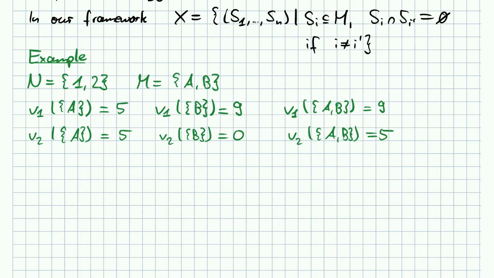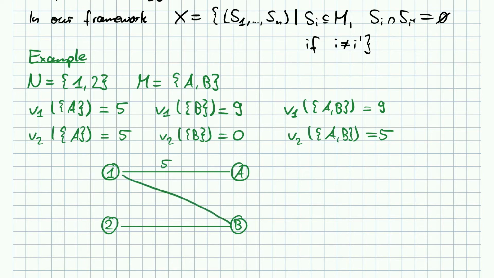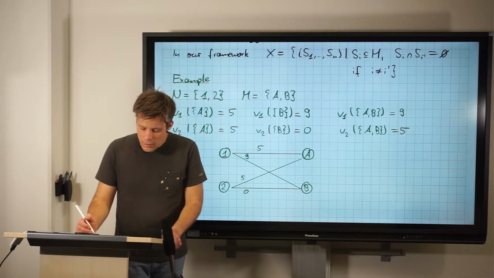What could this look like visually? It's often helpful to also have the interpretation of this as a maximum weight matching. So in this case, the value of bidder 1 for item A would be 5, for item B would be 9, and for bidder 2 the value would be 5 and 0. Okay.